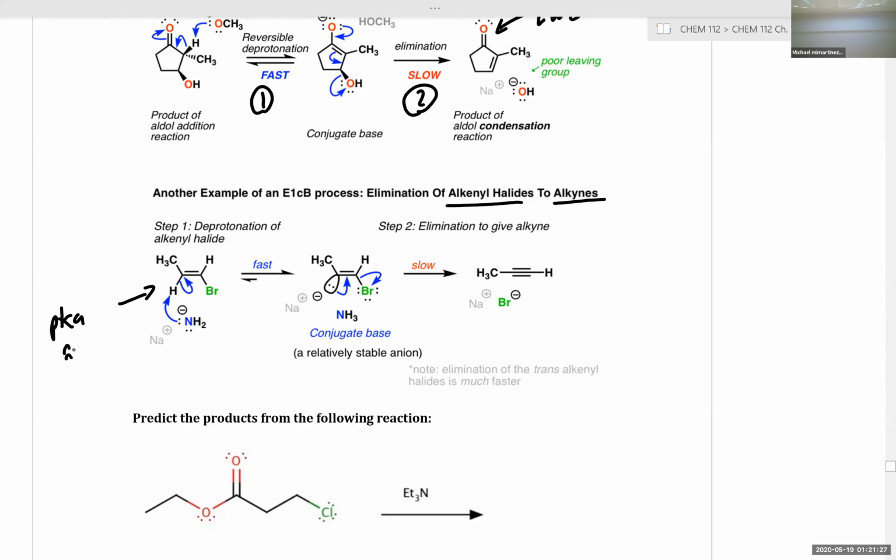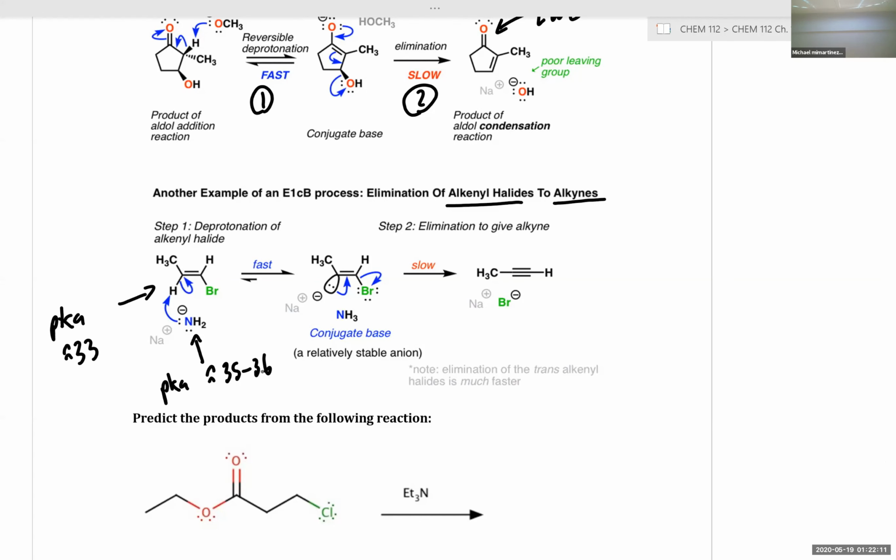20, 30, 35 of an alkene, yes. 25 is an alkyne, roughly. So the pKa of this vinylic proton is somewhere around, alkanes are around 50, yeah. So the pKa is somewhere around 33. Well, for our amine, the pKa is somewhere around 35 to 36. Just ballpark numbers.